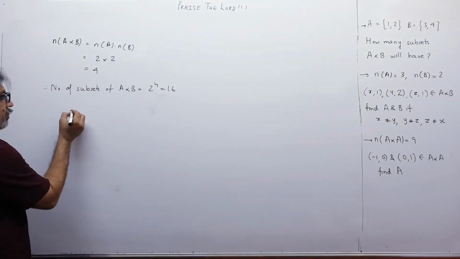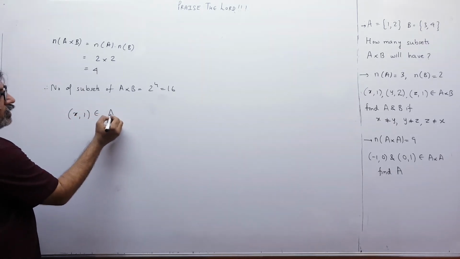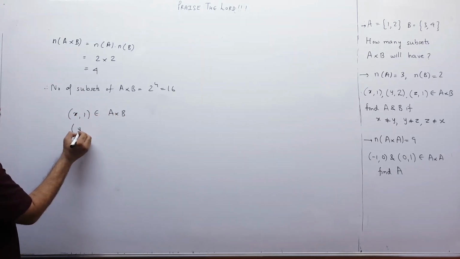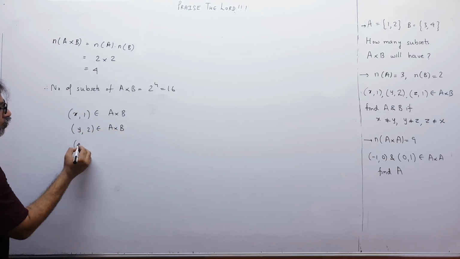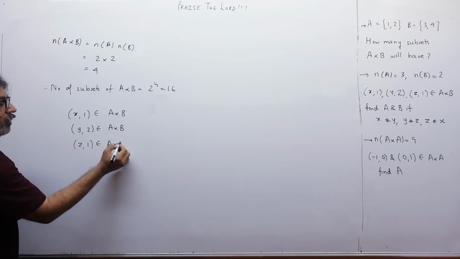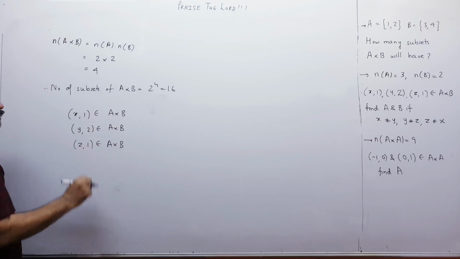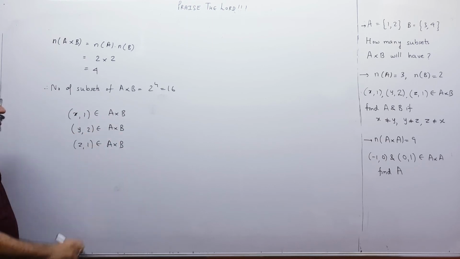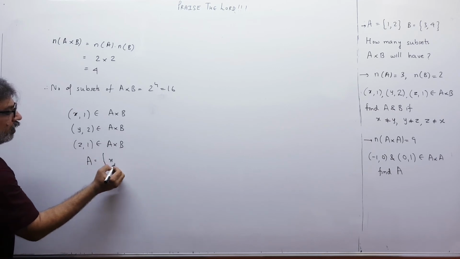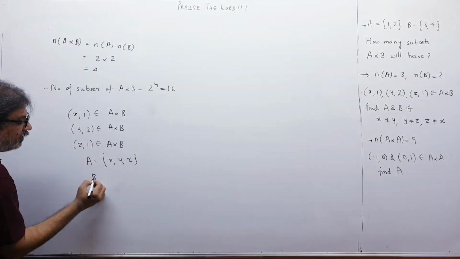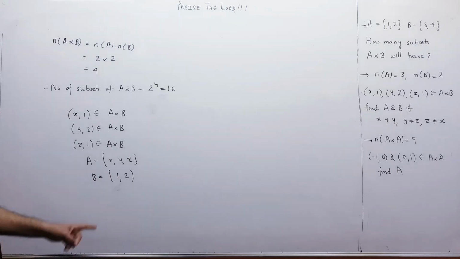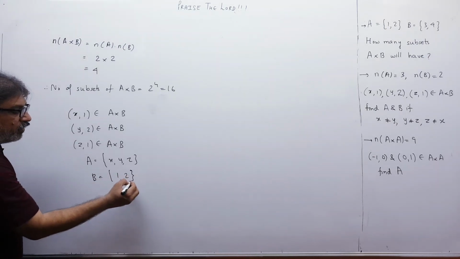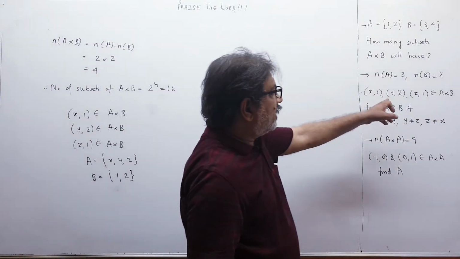So children, please understand. (x,1) belongs to A cross B. (y,2) belongs to A cross B. And (z,1) belongs to A cross B. That means x is in A, 1 is in B. y is in A, 2 is in B. z is in A, 1 is in B. So what is A for me? x, y and z. And what is B for me? 1 and 2. So A was having 3 elements, B was having 2 elements, like this we get. Okay children, following?